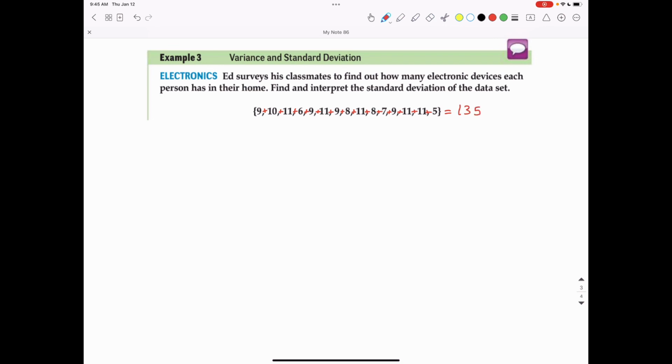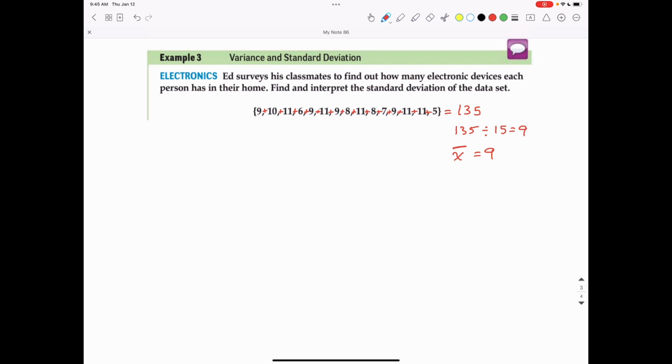Then you would divide 135 by the number of pieces of data we have. We have 15 numbers in there. So 135 divided by 15 equals 9. So the mean of this data set, which again I'll just call x bar, is going to be 9. We're going to use the mean to help us find the standard deviation.